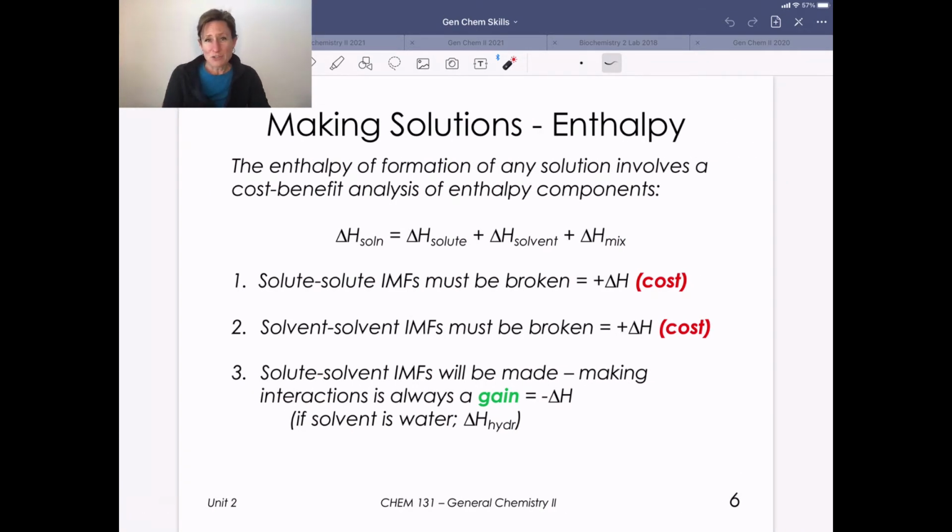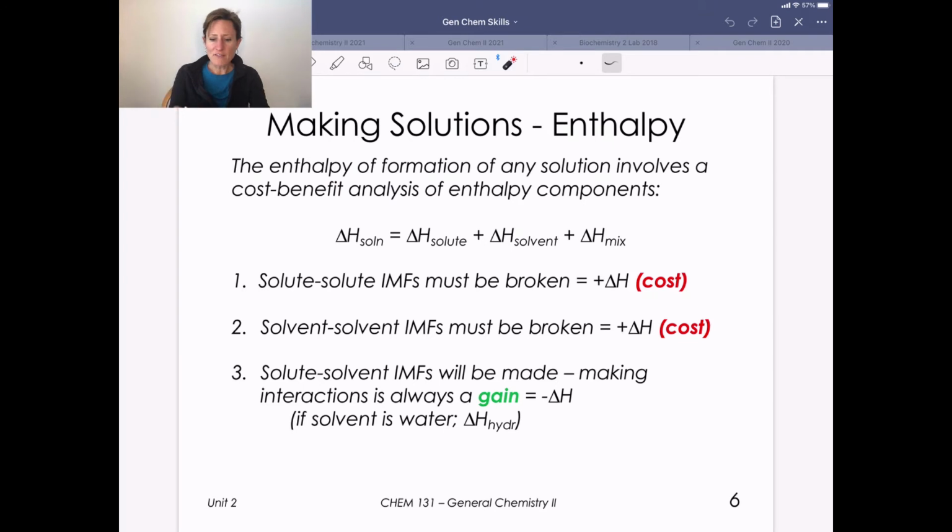It's all coming down to a cost-benefit analysis. Remember when we had our friends sort of analogy here? If we're going to make a new solution and we've got solvent and solute, when we have these two pure solute and solvent, the only interactions that we have are solute molecules for other solute molecules and solvent molecules for other solvent molecules. So what needs to happen to make a solution are three things. We need to break solvent-solvent interactions, break solute-solute interactions, and then make new solvent-solute interactions.